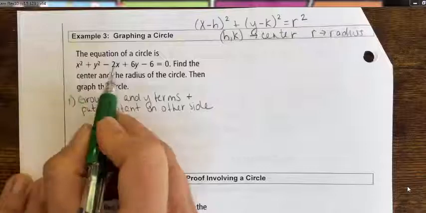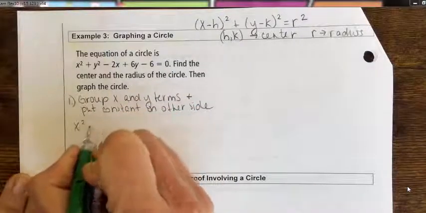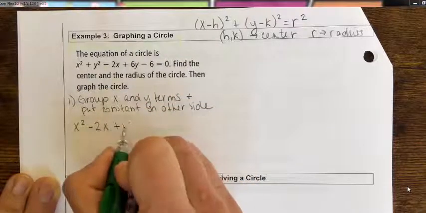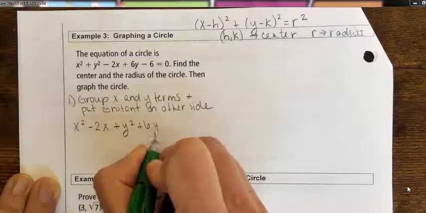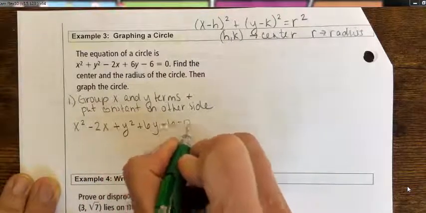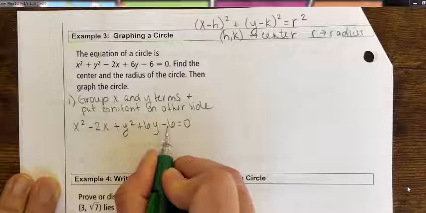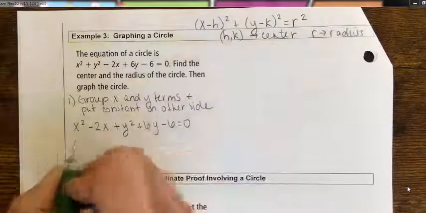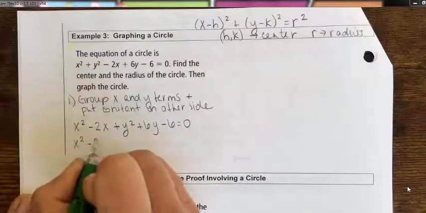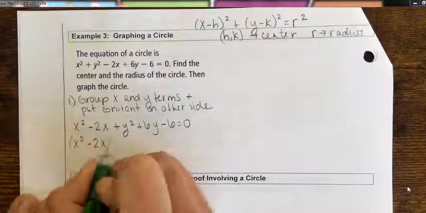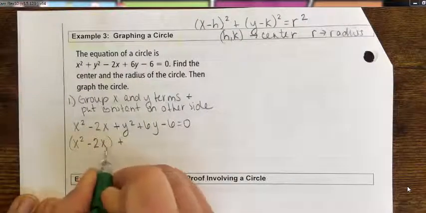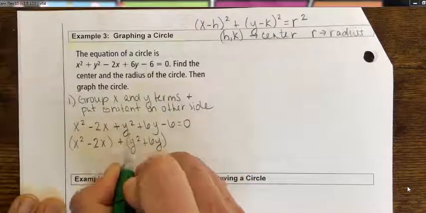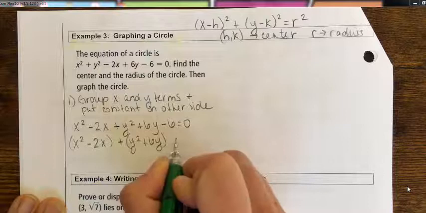Okay, so I've got x squared and a negative 2x. I have a y squared and a positive 6y. Minus 6 equals 0. Now we'll get that constant. The constant basically means there's no variable with it. We're going to add that to the other side. So this is really x squared minus 2x. I'm going to group those using grouping symbols, which is parentheses. And y squared plus 6y, we'll group those. And then I'm going to add 6 to the other side.